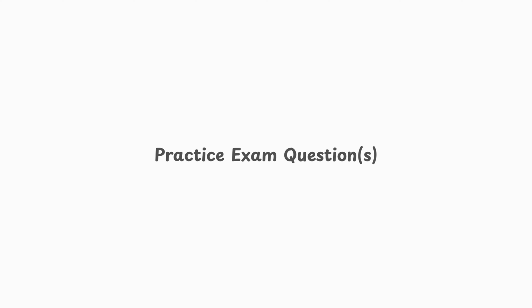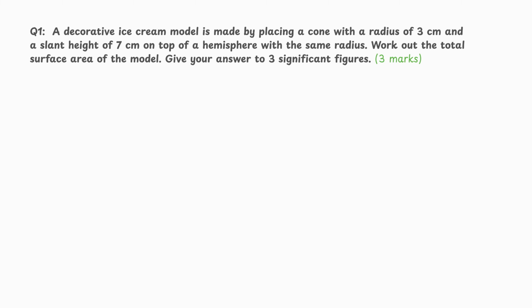Now, let's dive into some exam-style practice questions. You can pause the video and try yourself. The question says, a decorative ice cream model is made by placing a cone with a radius of 3 centimeters and a slant height of 7 centimeters on top of a hemisphere with the same radius. We need to work out the total surface area of the model and give the answer to 3 significant figures.